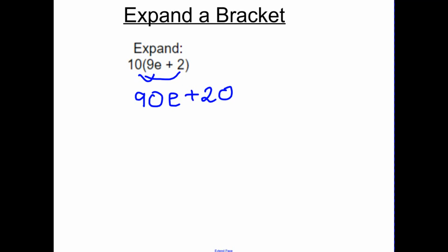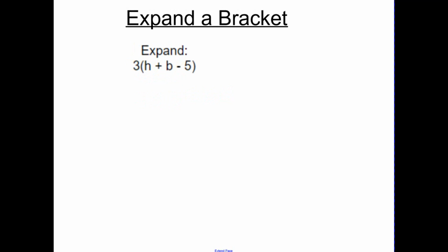One more example. Same idea. Oh, wait a minute. There's 3 things inside. Does it make any difference? No, not really. So let's see what happens. So in fact, it's probably easier.